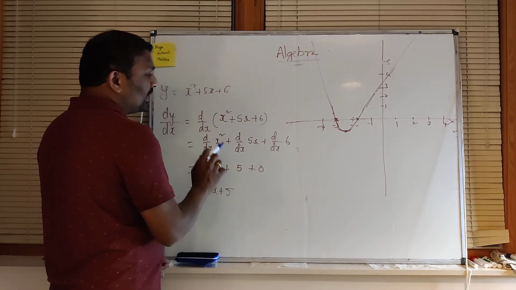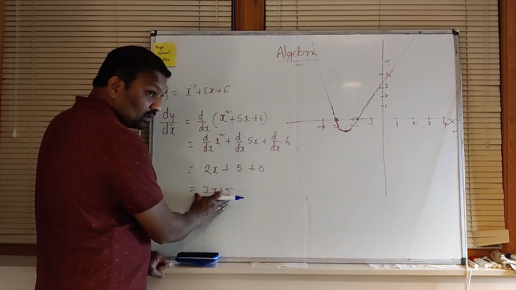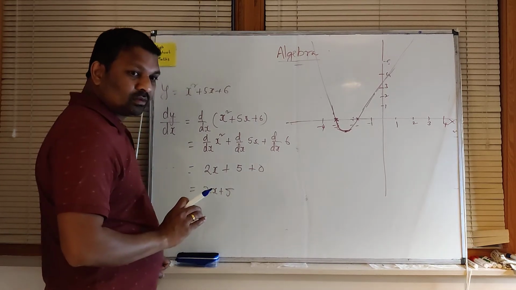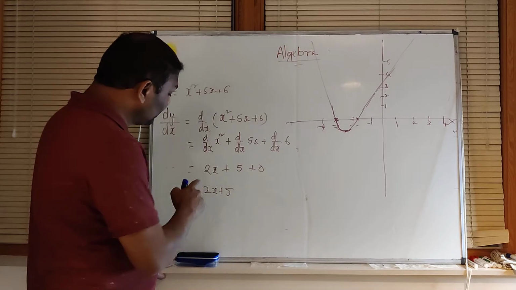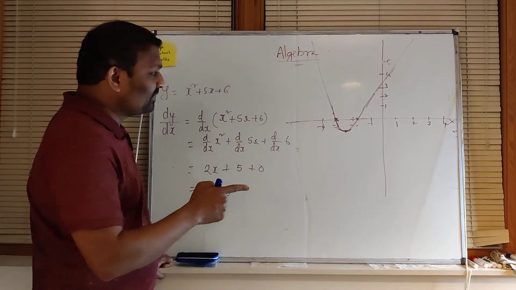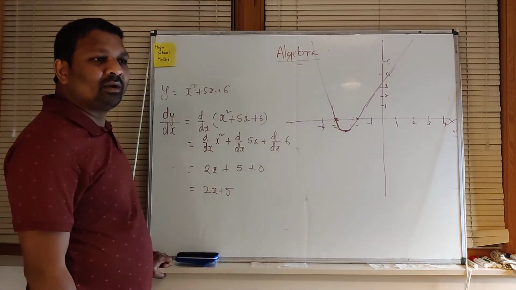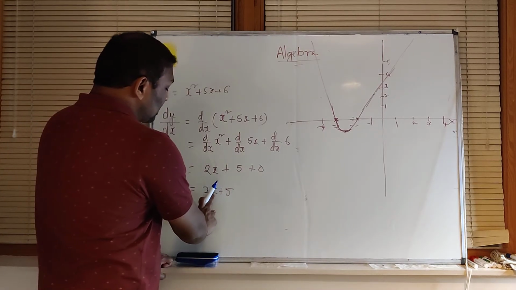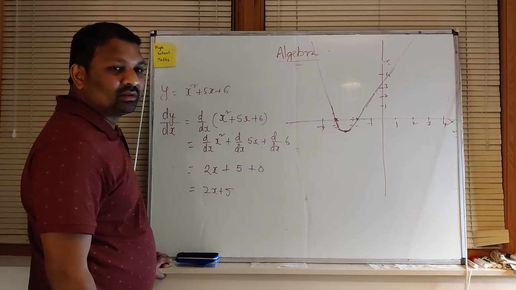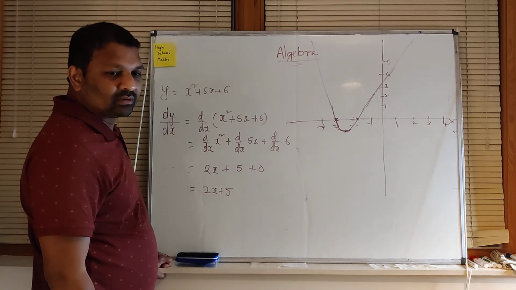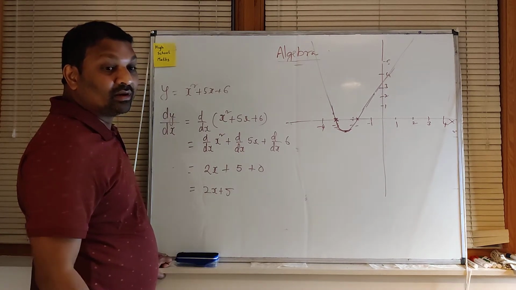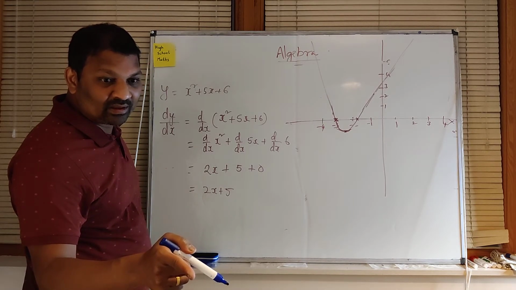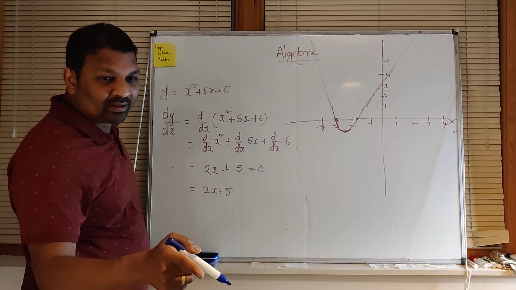2x plus 5. This is what? The slope. Is it a fixed slope? No, it's not a fixed slope. That is why we have an x here. Is it a fixed slope, this curve? No, at every point it is varying. Depending on x, it is varying. Depending on x, you put a value of x as 5. If it was a straight line, then the slope is fixed.